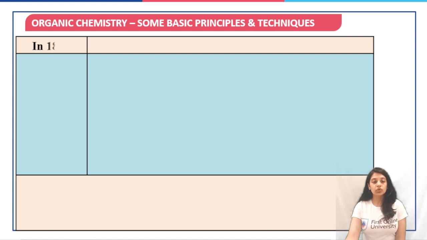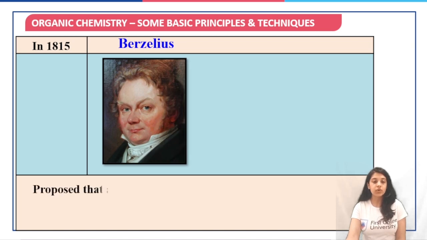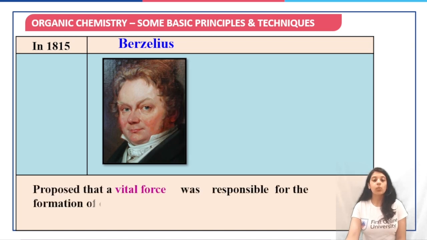Similarly, we can also find out the chain of scientists who actually came up with all these different organic compounds that led to the birth of organic chemistry. In 1885, Berzelius was the scientist who proposed that a vital force was responsible for the formation of organic compounds, and that they could not be naturally formed.